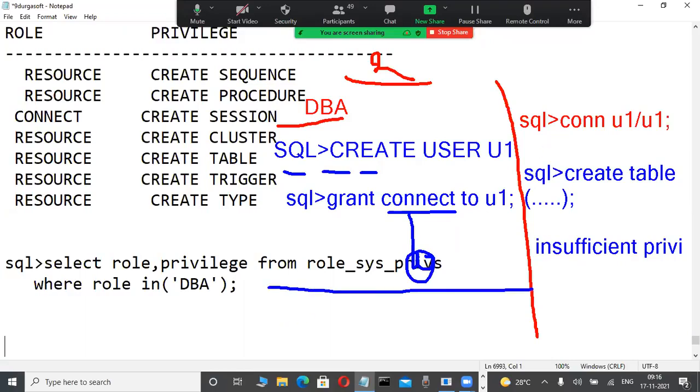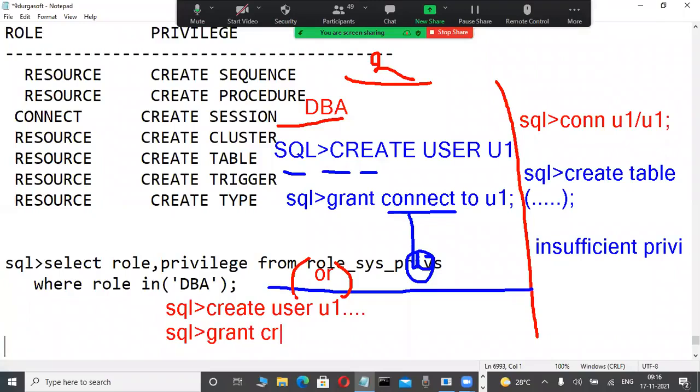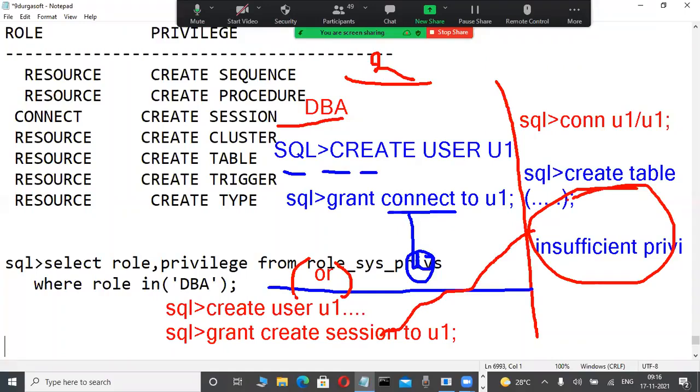Another answer, which some fellows tell differently: maybe my database administrator creates a user like this, create user U1 identified by password. After that, my database administrator grants create session, a system privilege, to the username. Whenever the create session system privilege is given, the user can only connect to the server, but is unable to create a table. Through that U1 user, we are unable to create a table. How easy an answer.